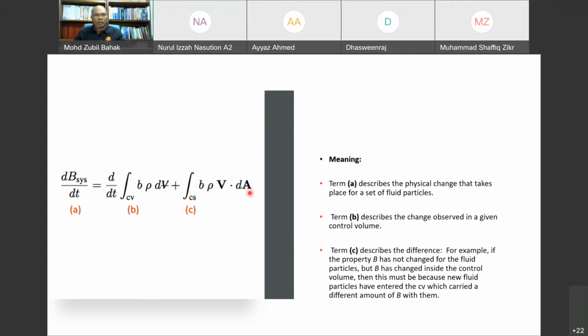The equation that we have in front of us now, we call it the control volume equation for unsteady and non-uniform flow. Please remember that. This is for unsteady and non-uniform flow.